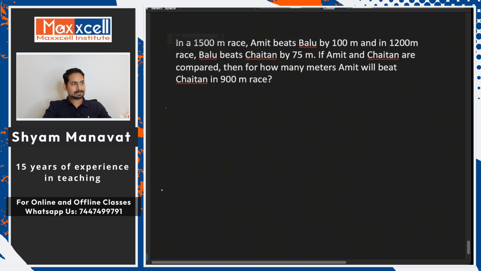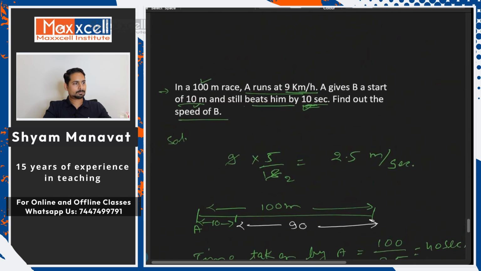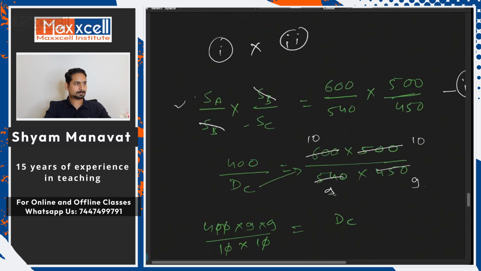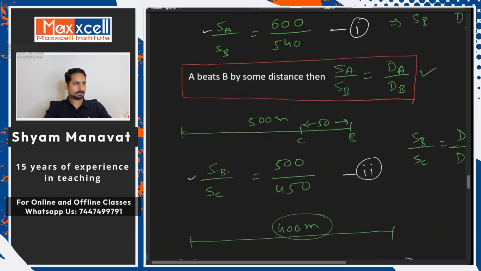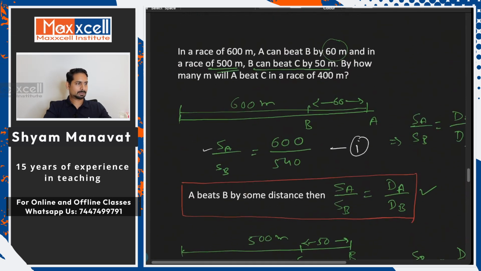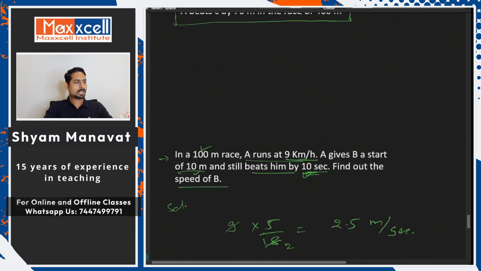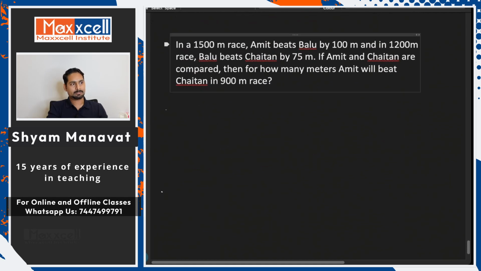Now this question is quite similar to the previous question, this one. In a 600 meter race, A beats B by 60 meters. This question is very similar to that, but this time I'm going to solve a little faster and with a shorter explanation. So look at this.